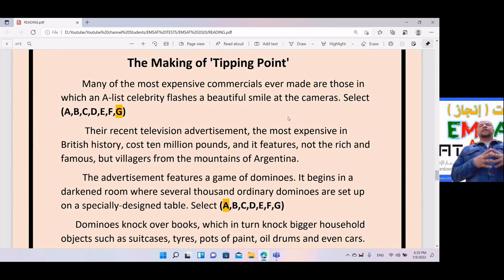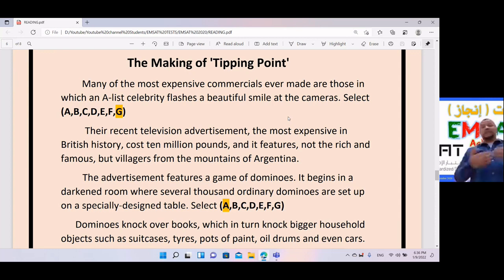Now this is the paragraph. These are the paragraphs you have to read with the missing one. The title is about the making of Tipping Pie. It's a game. You would see that it's a game of dominoes. You press 1, it's like 1 by 1, okay? So 1 is falling down against another 1, and so on till the end with a long distance. Many of the most expensive commercials ever made are those in which an A-list celebrity flashes a beautiful smile at the cameras.